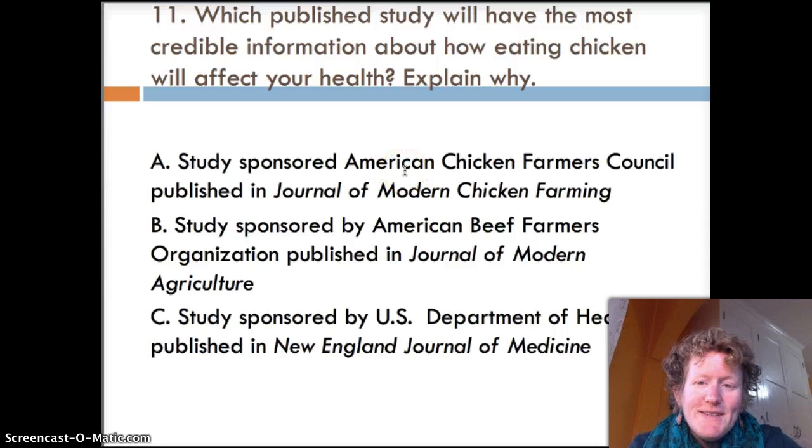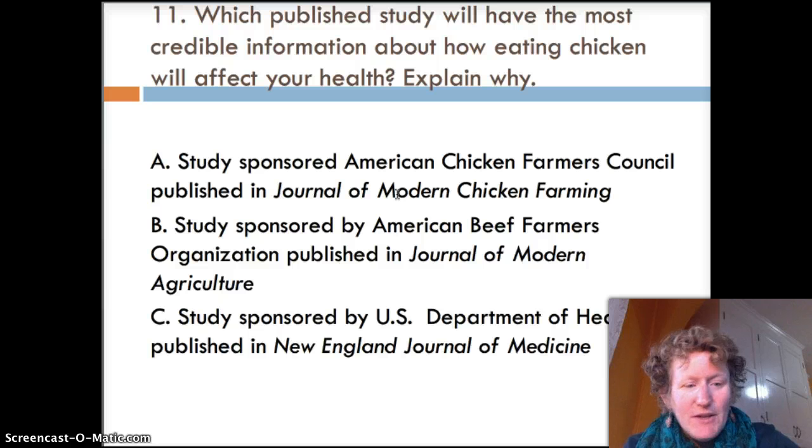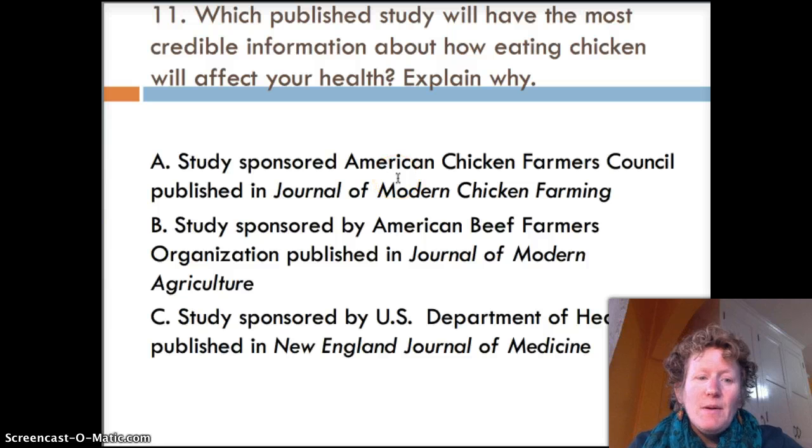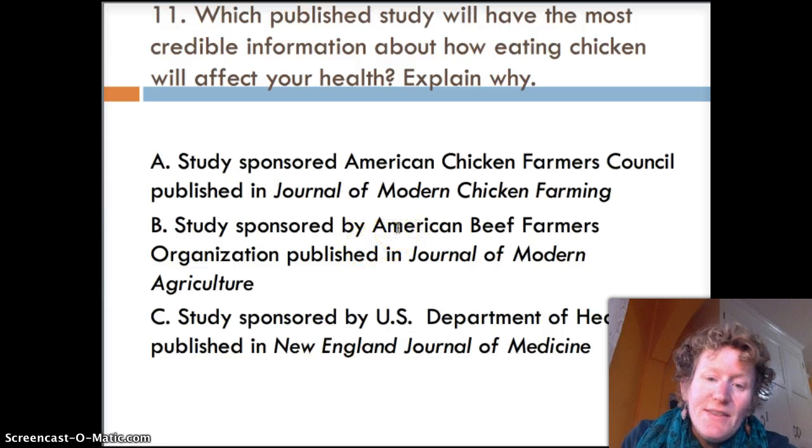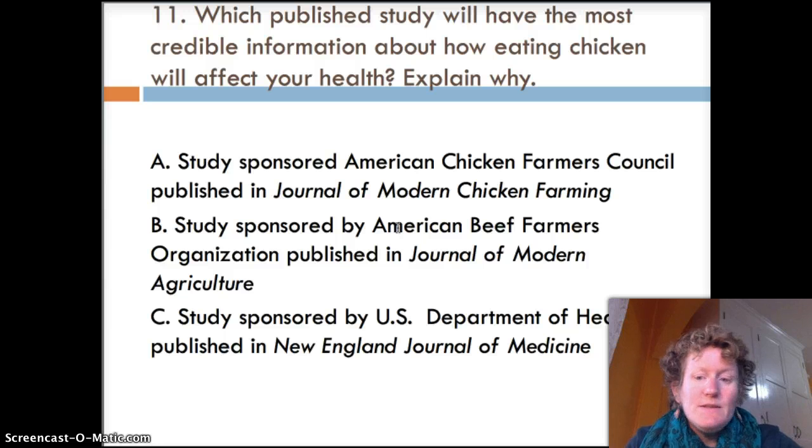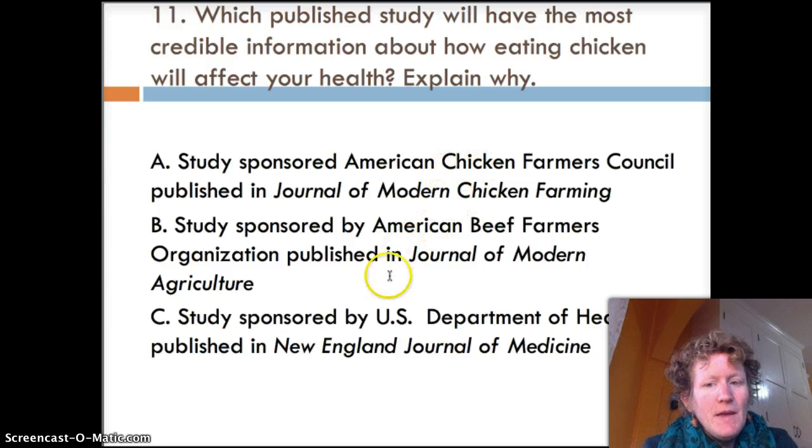This one is sponsored by chicken farmers, and the journal is reviewed by other chicken farmers, so they might have a little bit of bias when publishing and accepting results from experiments about eating chicken. Beef farmers might be biased in the other direction, like, hey, you should eat cows, not chickens. And they might even publish things that say, hey, don't eat chicken. The Journal of Modern Agriculture might be a little bit less biased because it's less of a subject-specific journal, but I'm going to vote for the New England Journal of Medicine.